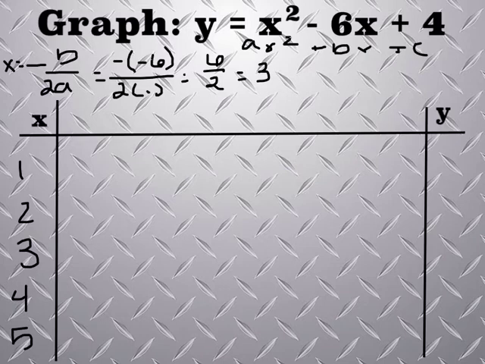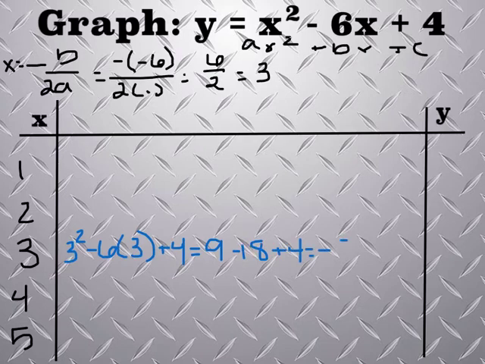Again, I always like to start with my axis of symmetry because that gives me what my vertex is. So 3 squared minus 6 times 3 plus 4. That's 9 minus 18 plus 4. That's -9 plus 4. And so that's -5.